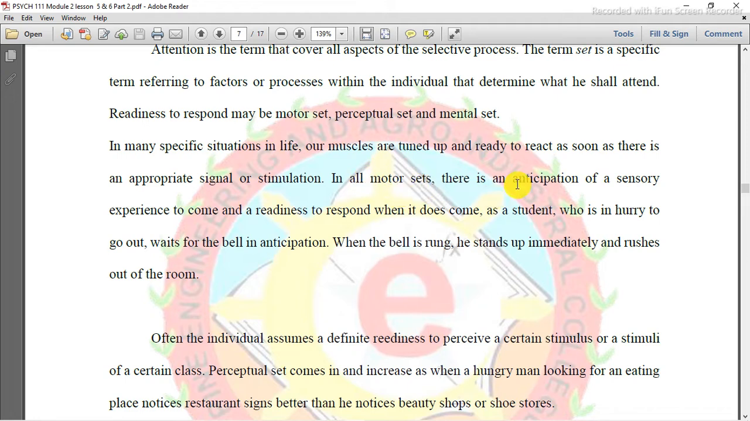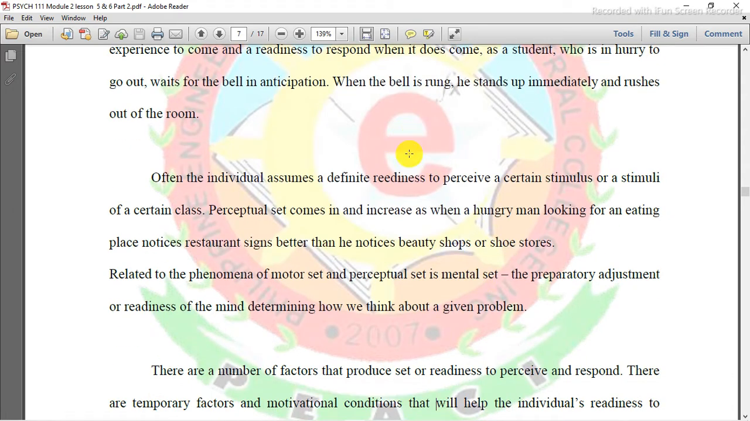In motor set, there is an anticipation of sensory experience to come and a readiness to respond when it does come. A student who is in a hurry to go out waits for the bell in anticipation. When the bell is rung, he stands up and immediately rushes out of the room. And often, an individual assumes a definite readiness to perceive a certain stimulus. Perceptual set comes in, as when a hungry man looking for eating places notices restaurant signs better than beauty shops. So depende din sa'yo, no?